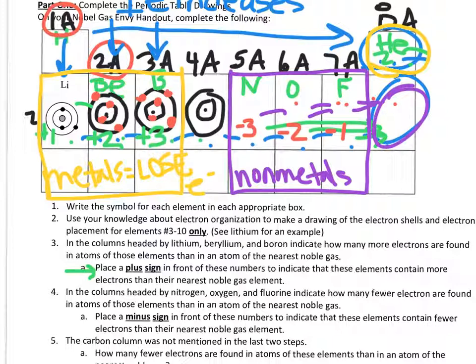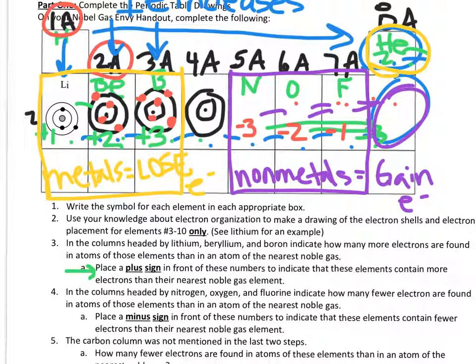So if they gain electrons, you're going to get more negative charge. That's why we have a minus sign. So nitrogen is going to have a -3 charge. Oxygen is going to have a -2. And fluorine is going to have a -1, because that's how many electrons they need to gain in order to dress up like the nearest noble gas to them. So nonmetals always gain electrons.